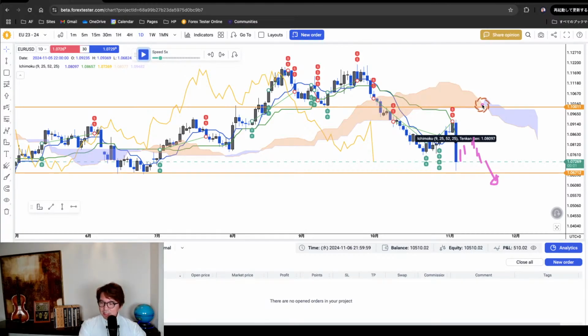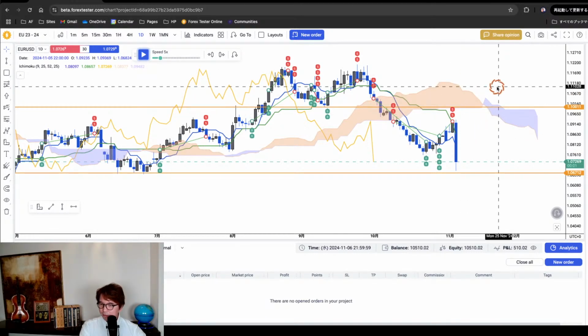So this time, let's see. I guess I will, hold on, let me see. To be safer, I will wait for the breakout of 1.06712. Yeah, so let me move the bars.